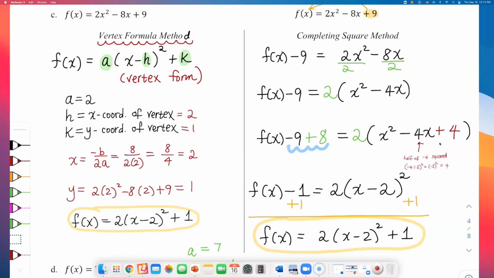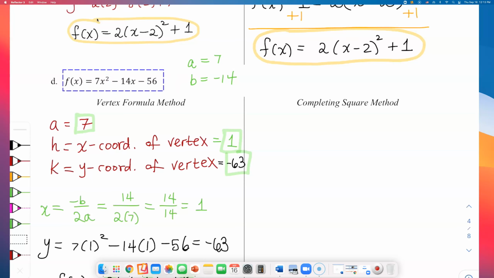Just one more. But worst case scenario, if this method is not really making sense, of course you and I will talk about it, but I want you to go with the vertex formula method for cases where a is bigger than 1. All right, but one more. I'll go ahead and do this one. Let me copy this, paste this over here. All right, I'm ready to start.